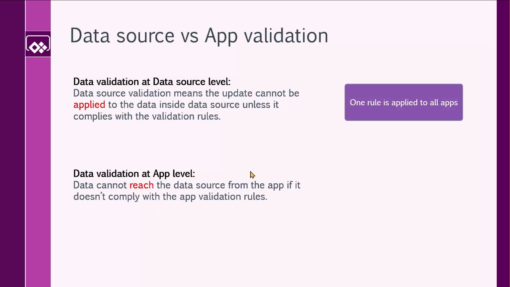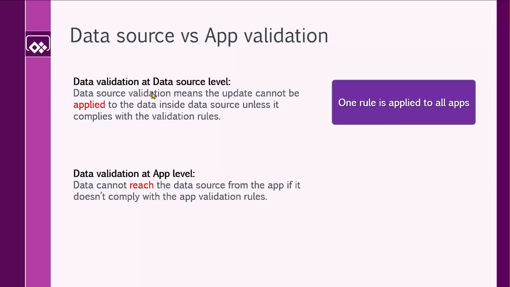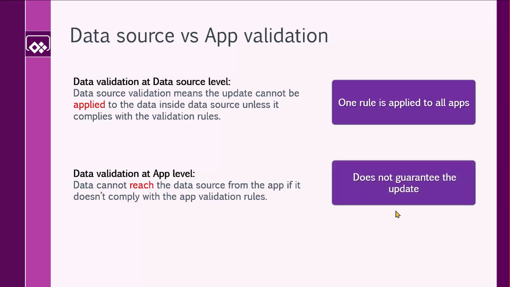And eventually it boils down to two facts. One, when you use validation at data source level, one rule is applied to all the apps. If you specify a rule for a SharePoint list inside SharePoint, no matter how many apps you create, they all must comply with this rule so that the data can be updated or inserted into that specific SharePoint list. While app-level data validation does not guarantee the update, which means if something is valid here and it reaches the data source, it doesn't mean that update can be applied because there might be some rules at the data source level that don't let it happen.